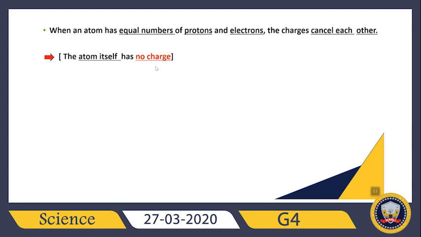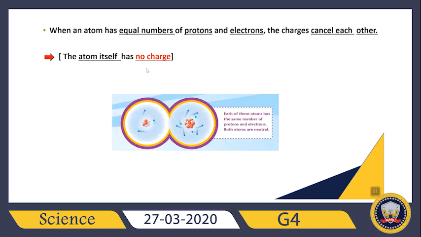No charge means, as we have said for a while, neutral. So the atom itself is neutral, or has no charge. But when the atom has an equal number of protons and electrons, the charges cancel each other, so the atom has no charge. Like these atoms, for example. Here we have 2 atoms, one on the right side and the other on the left side. Each of these atoms has the same number of protons and electrons.